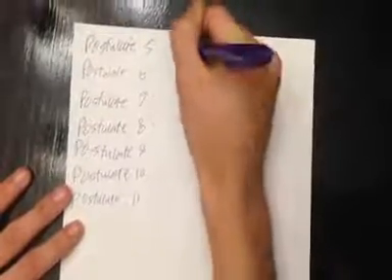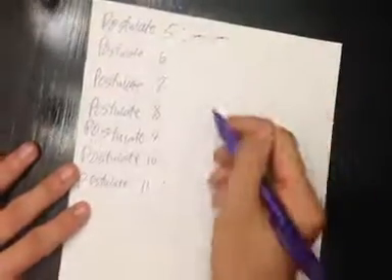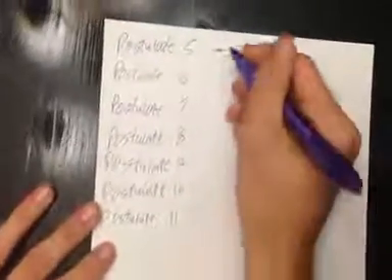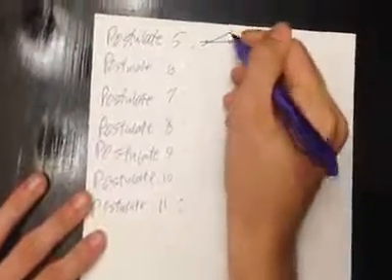Postulate 5 here is when you have 2 points, there exists exactly one line within them. This is important. You cannot have one line like this, otherwise it doesn't go through that second point. There has to be exactly one line.